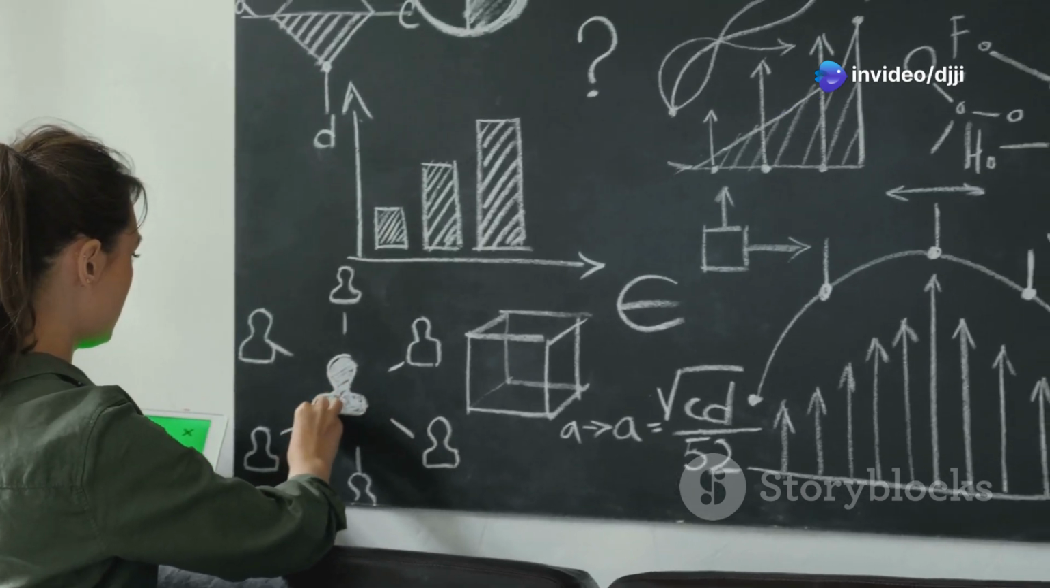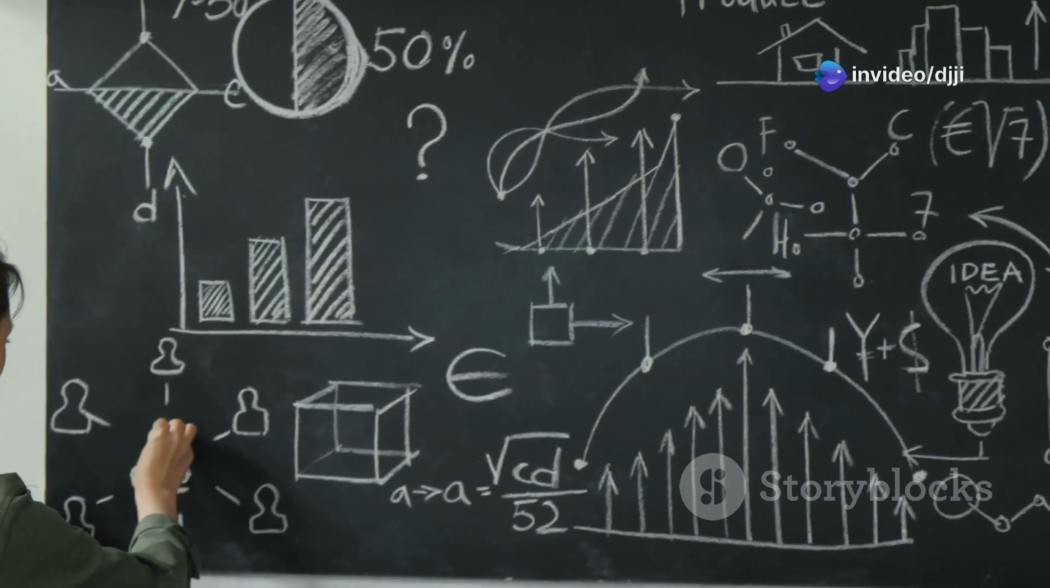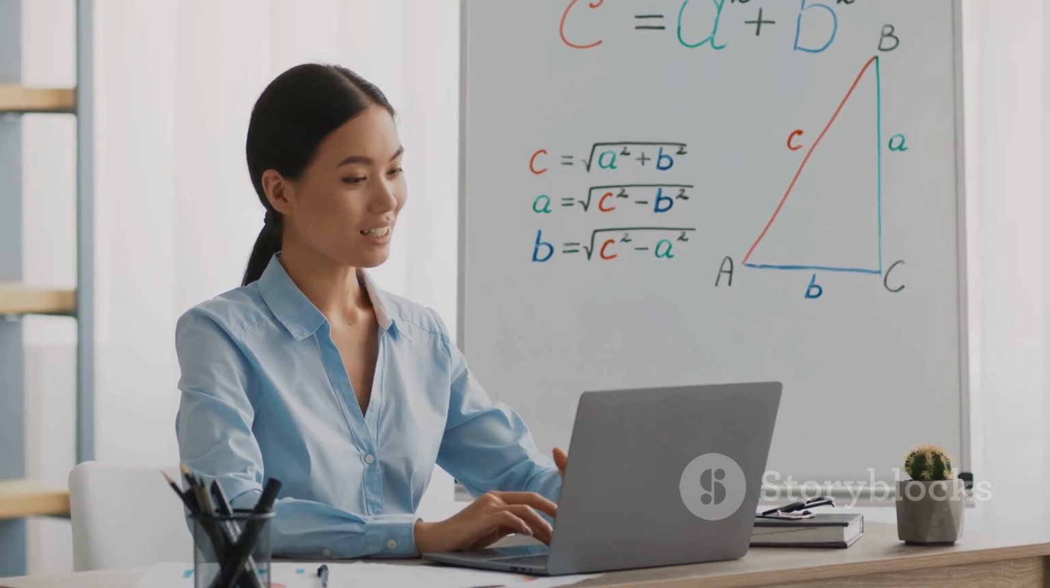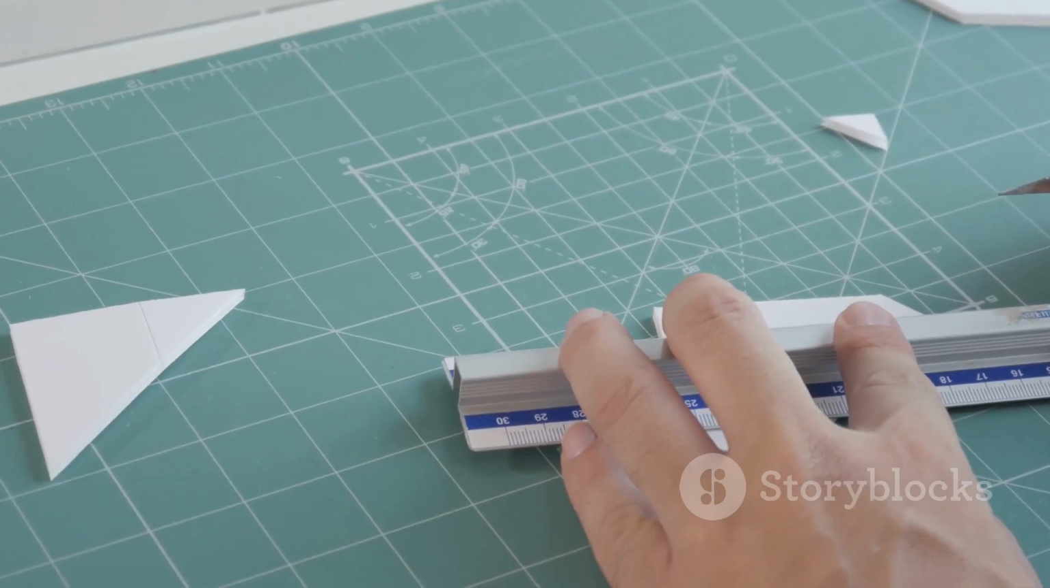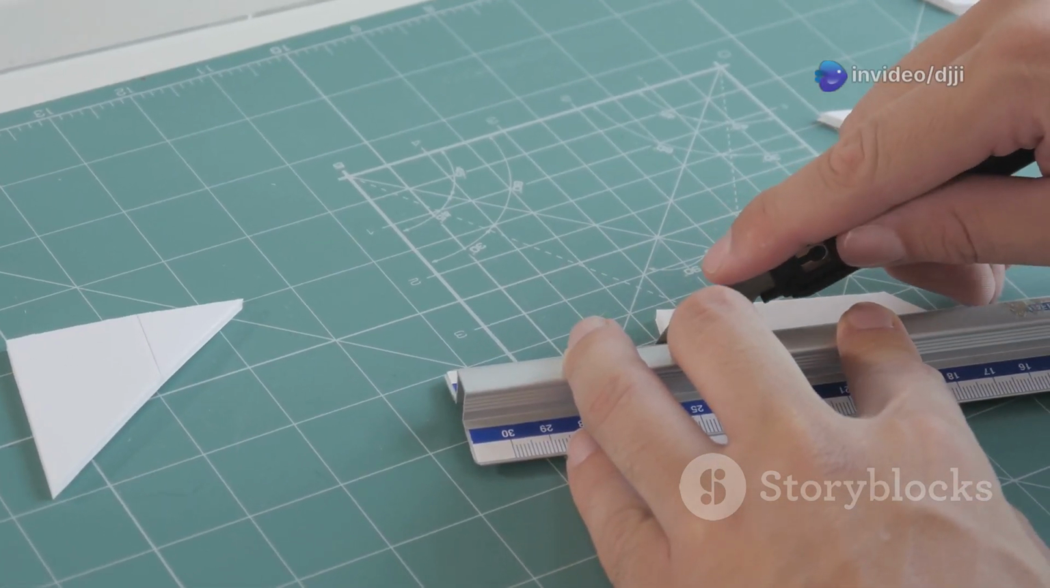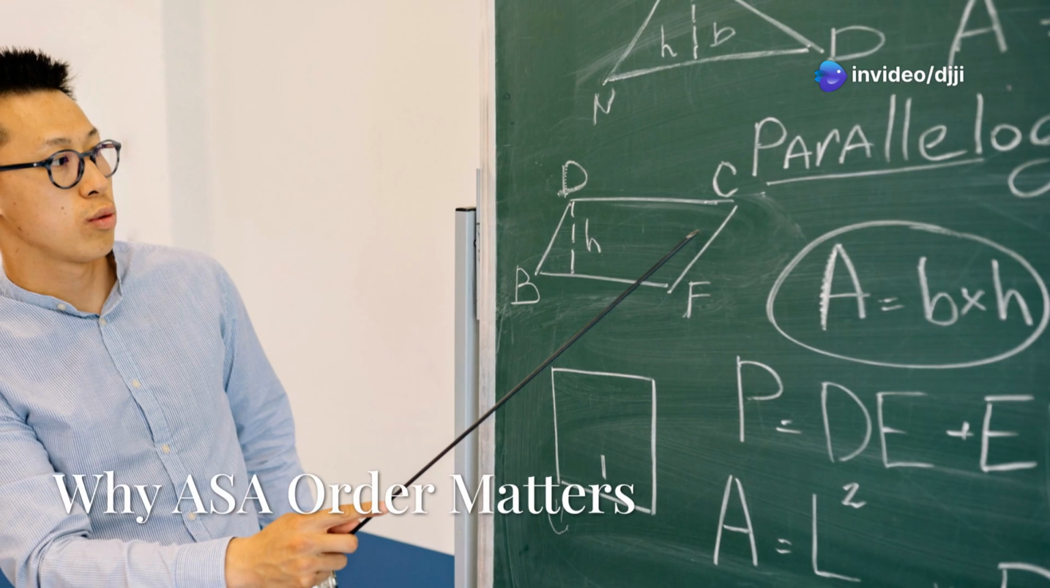So, ASA congruence means that if you have two triangles and you know that two angles in one triangle are equal to two angles in the other triangle, and the side between those two angles is also equal, then the two triangles are identical or congruent.